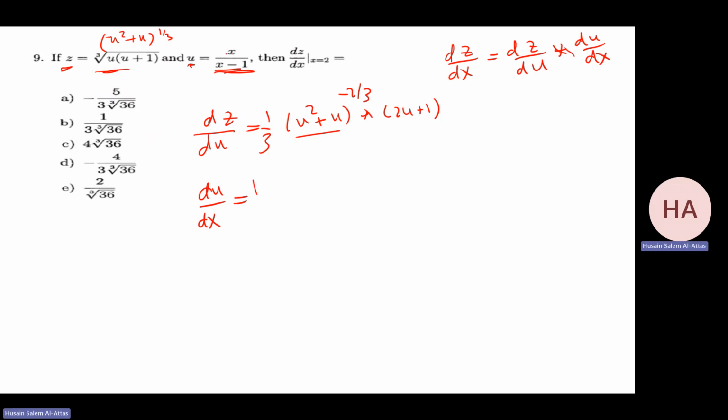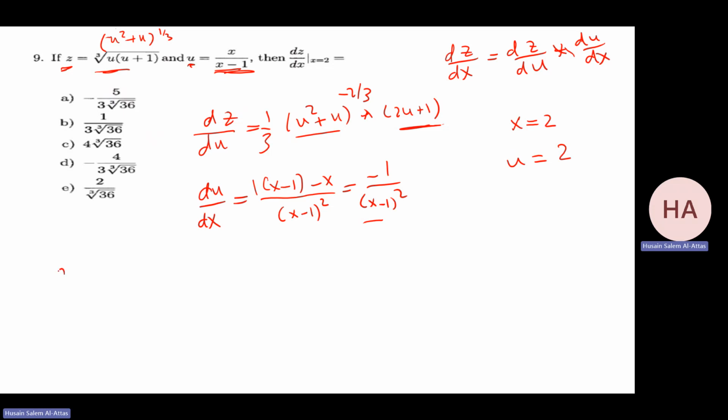This is quotient rule. You can simplify, but okay, you can do it by quotient rule: 1 times (x minus 1) minus x, over (x minus 1) squared. The x cancels, giving over (x minus 1) squared. Now this will be part of u, and this is part of x. I need to check, if x equals 2, u will be what? 2 over 2 minus 1, so u equals 2 also.